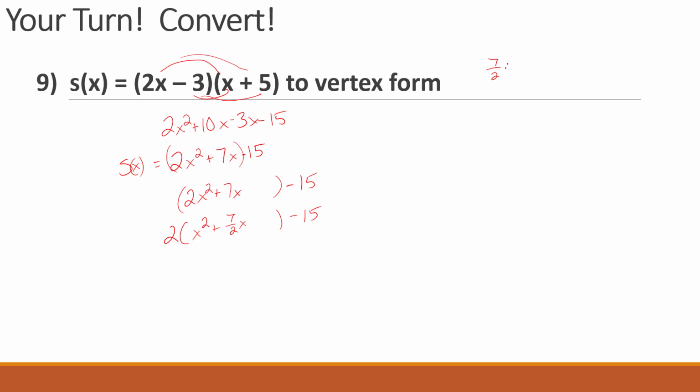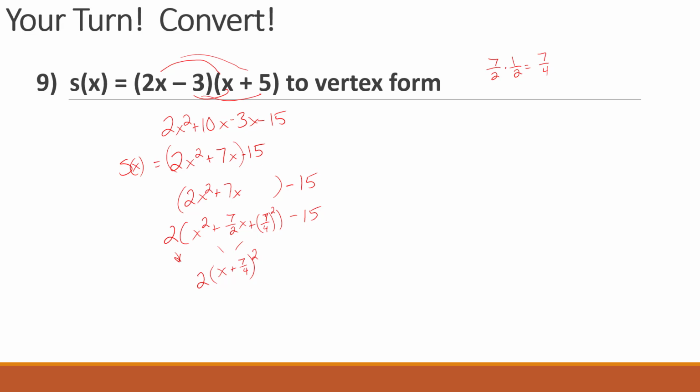7 over 2 times 1/2 is equal to 7 over 4. So we're going to add 7/4 squared, because 7/4 is half of 7/2. So that when we create our binomial, we take that value 7/4, which is half of 7/2, and we end up with x plus 7/4 squared. We already know the 2 is dropping down.